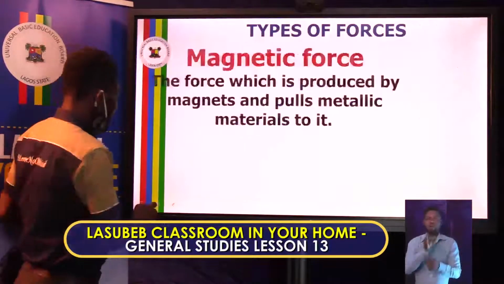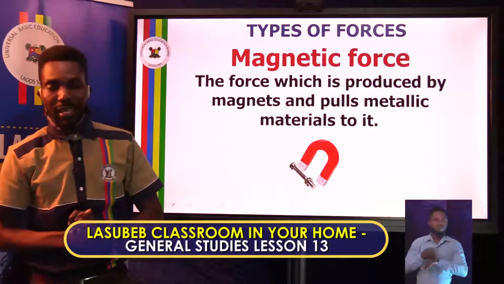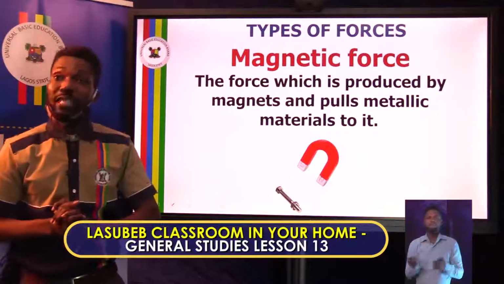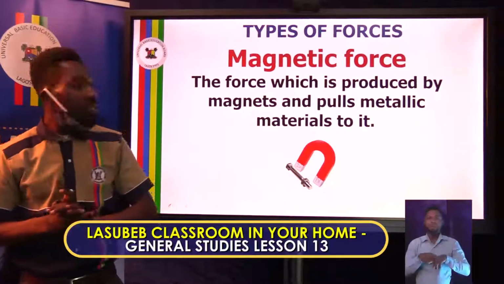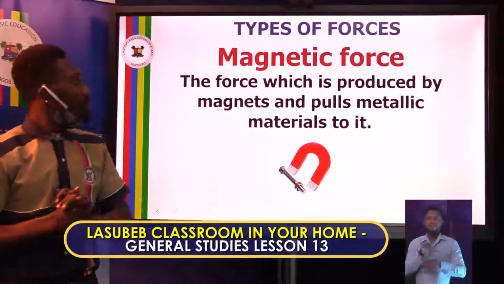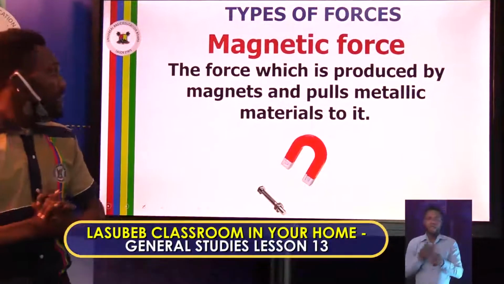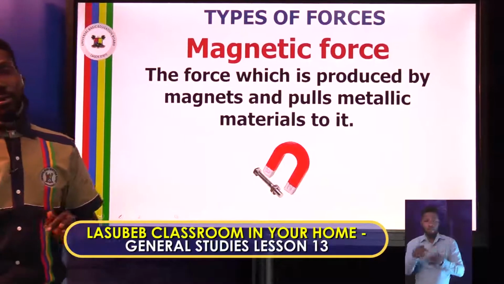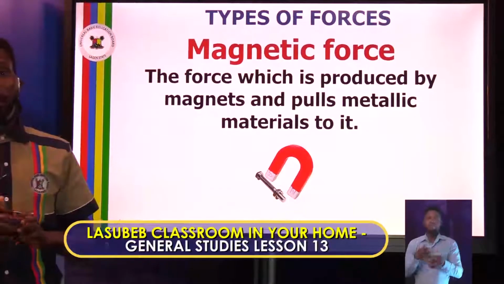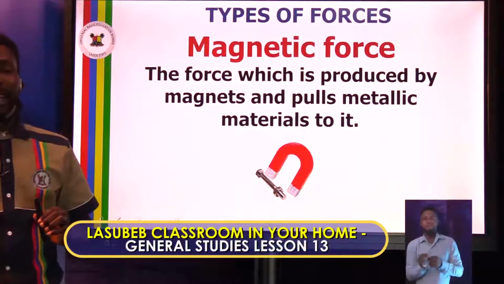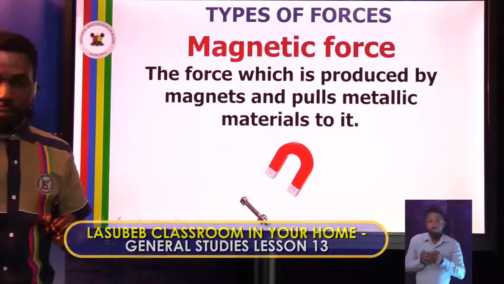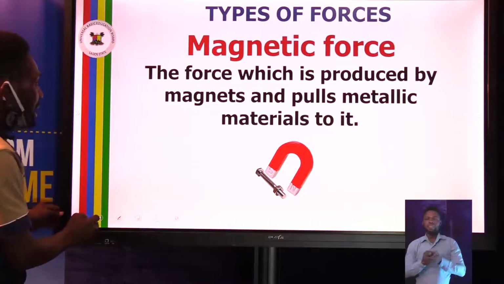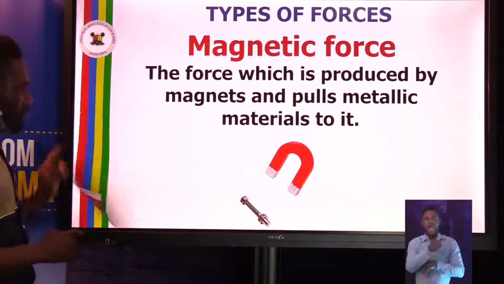The next type of force is magnetic force. Magnetic force is the force which is produced by a magnet and pulls metallic materials to it. For instance, I believe some of you have used a magnet before. Magnets attract metallic objects like your pins, nails. When you move it close, it attracts those metallic objects. That is magnetic force.